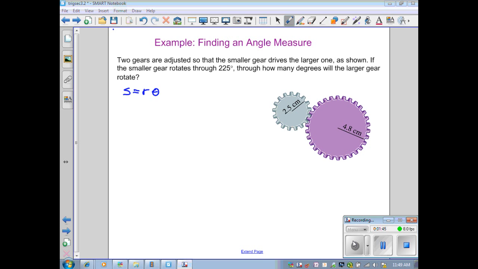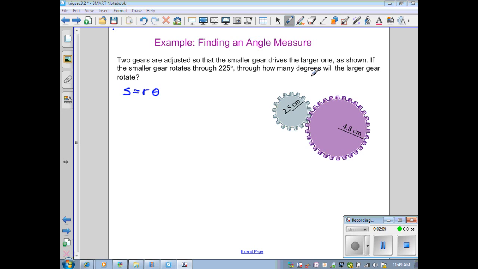So the procedure to follow here is to find the arc length that this rotates at 225 degrees with 2.5 centimeters. Then we can set the arc length equal to this gear and radius and solve for theta, which would give us how many degrees the larger gear will rotate.